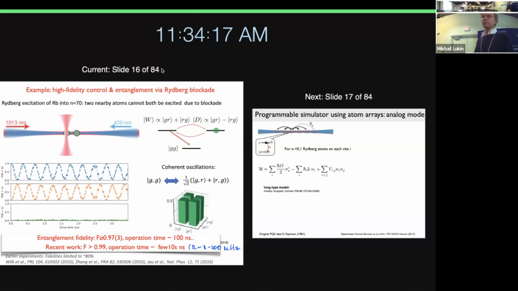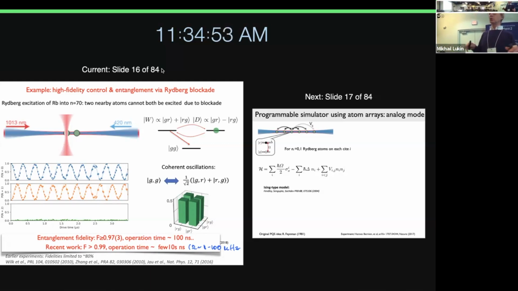I think the fundamental issue is you need to address this combination of loss and nonlinearity. But photons will almost certainly play an important role for communication. Any other questions? All right.